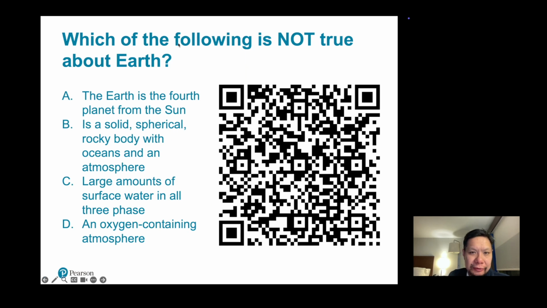So your next question is, which of the following is not true about Earth? A, the Earth is the fourth planet from the sun. B, is a rocky, solid, spherical rocky body with ocean atmospheres. C, large amounts of surface water in all three phases, or D, an oxygen-containing atmosphere? So which one of these is not true?